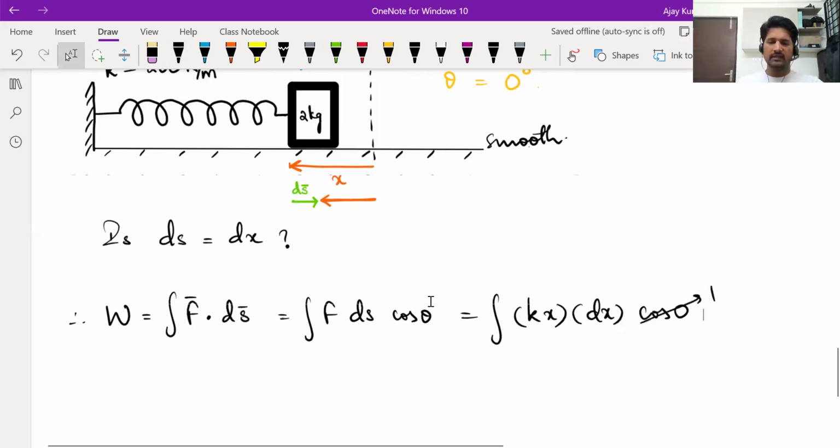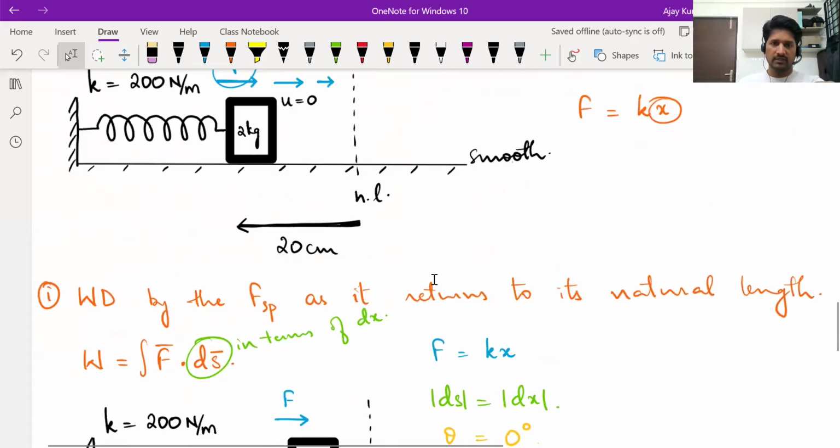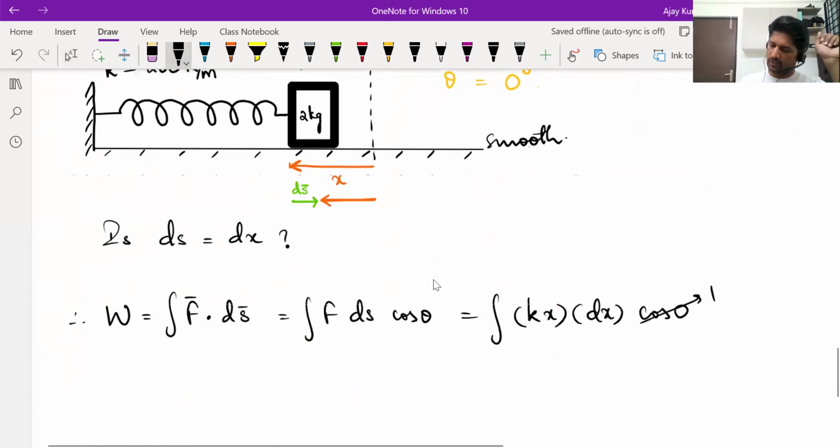So you have to integrate kx dx, where again you have to remember that x is the compression or elongation in the spring. Now, by what extent was the spring compressed initially? 20 centimeters. So x initially is 20. If you convert it to SI units, it is 0.2 meters. We want the answer for work in SI units, so everything has to be considered in SI units. And till when do you want to find the work done? Till the spring returns to its natural length. When the spring returns to natural length, the compression or elongation becomes 0. So the limits will be from 0.2 to 0.